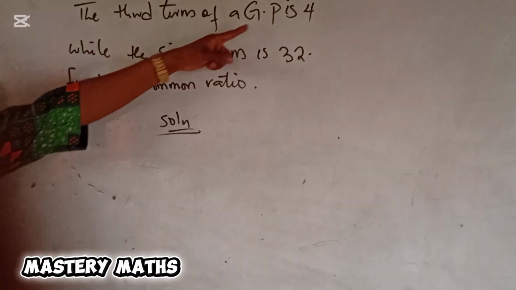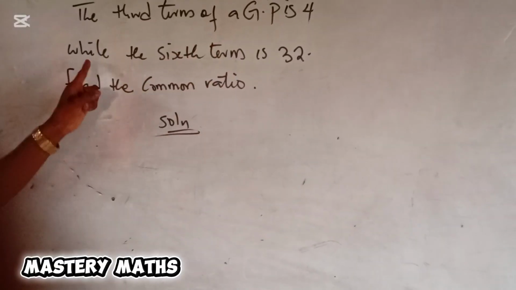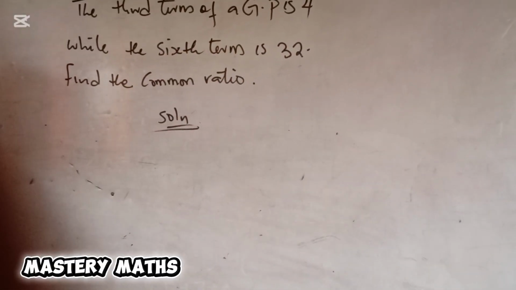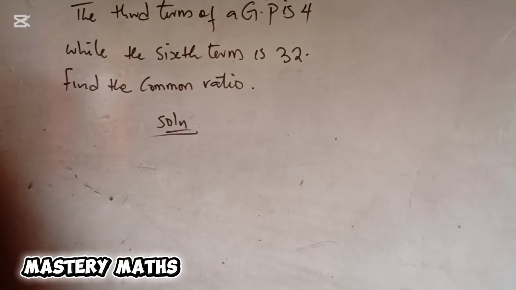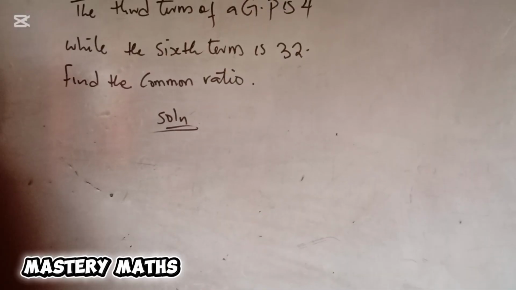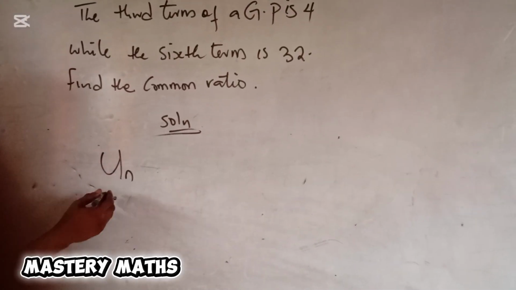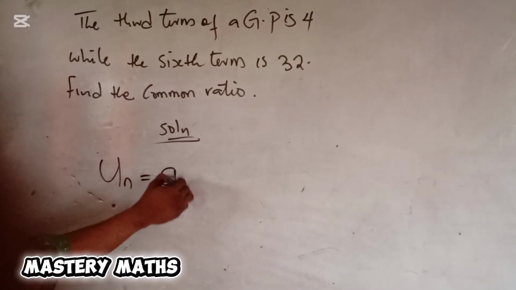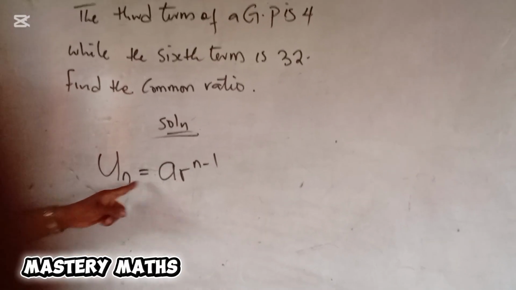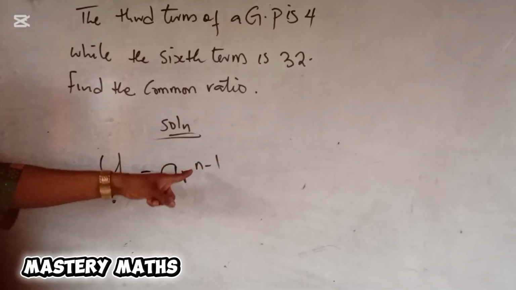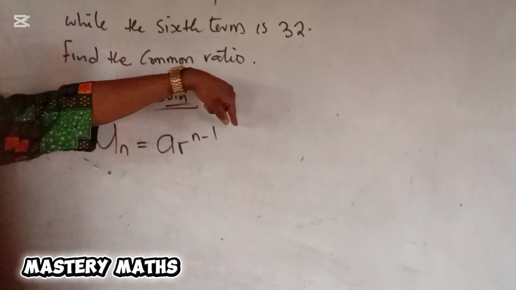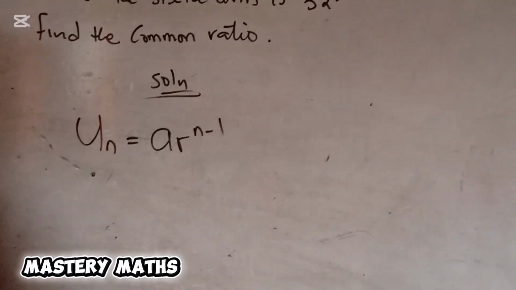The third term of a GP is 4, while the sixth term is 32. Find the common ratio. Before we proceed, we need to know the formula of geometric progression. What is the formula of geometric progression? You have the nth term is equal to AR raised to the power n minus 1. The nth term is equal to your first term times your common ratio raised to the power of the number of term minus 1. That's the formula for GP.